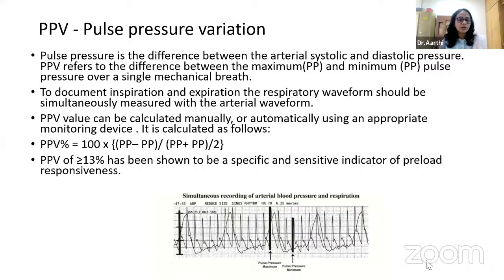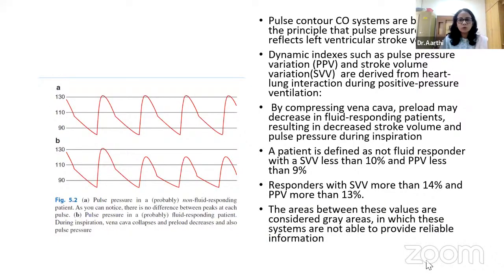So pulse pressure variation of more than 13% has been shown to be a specific and sensitive indicator for preload responsiveness. It's almost 90% specific and sensitive with respect to preload responsiveness. So what do we normally see? The principle behind this is that the pulse pressure reflects the left ventricular stroke volume, which indirectly reflects the cardiac output, which indirectly reflects the hemodynamic status of the patient.